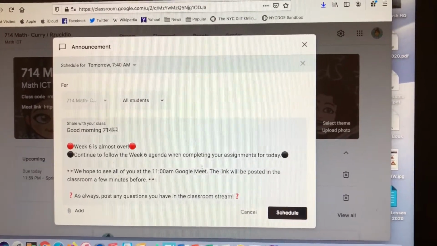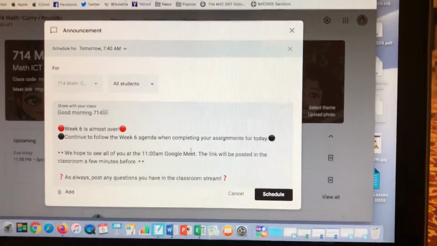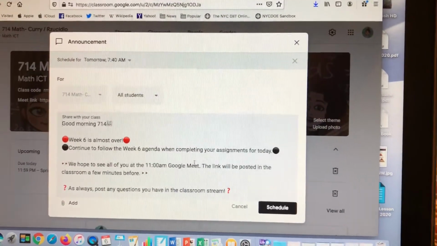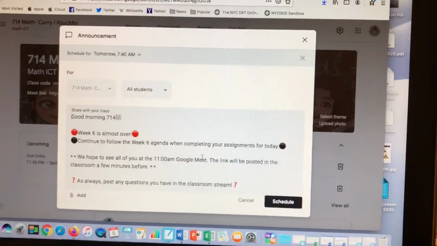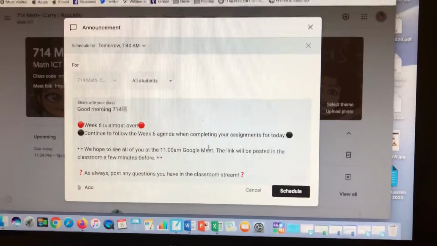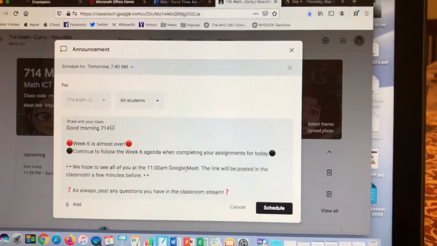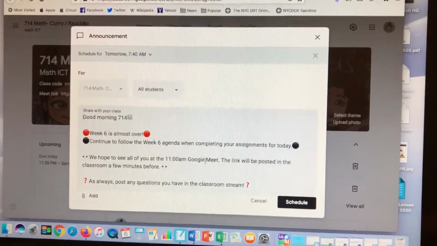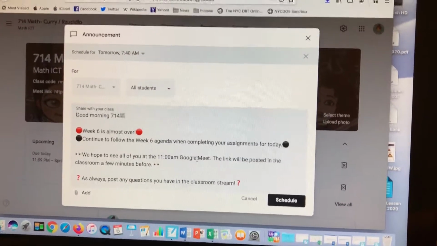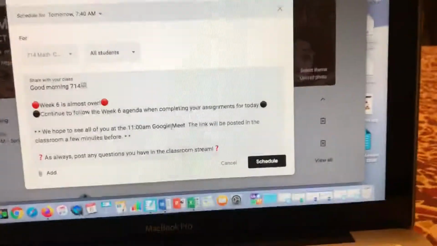At 11 o'clock, we will have a Google Meet. Please be there. Part of your classwork grade has to do with attending your Google Meets. Asking questions on the stream, all those things help you get that 4 for a classwork grade. Especially if you're struggling with doing the classwork, by coming to the meetings and posting questions, those will help you bring up those grades for classwork.